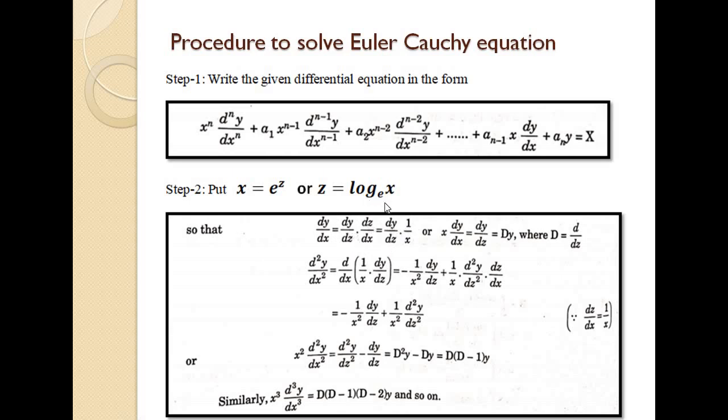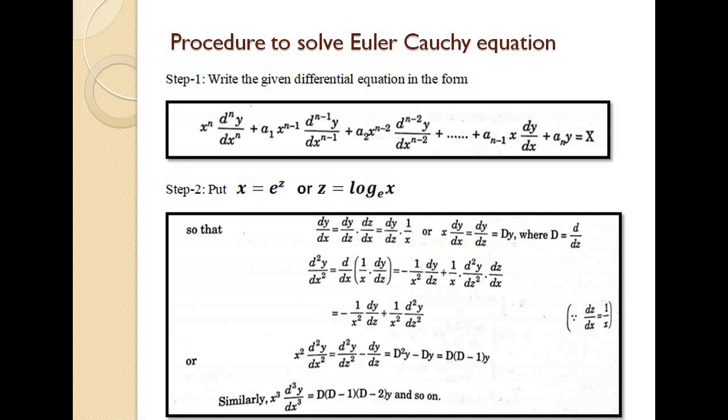Z is log x. So dz by dx will be 1 by x. Derivative of log x is 1 by x. Or this can be written as, x into dy by dx is equal to dy by dz, when x is taken to the LHS. Now denoting d by dz with capital D, this x into dy by dx will be equal to dy by dz.